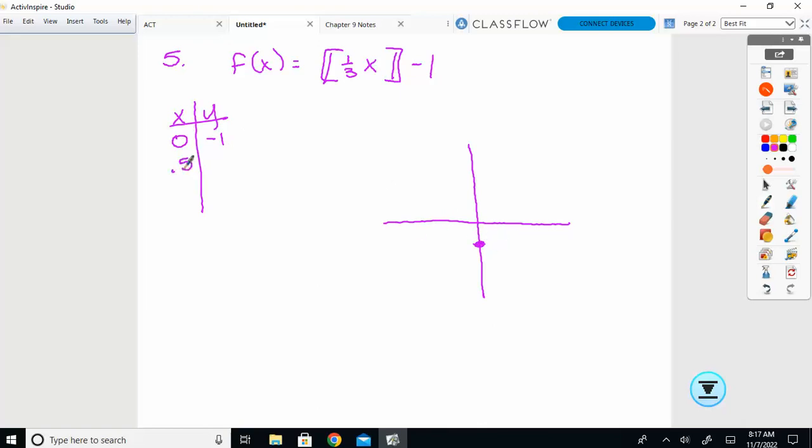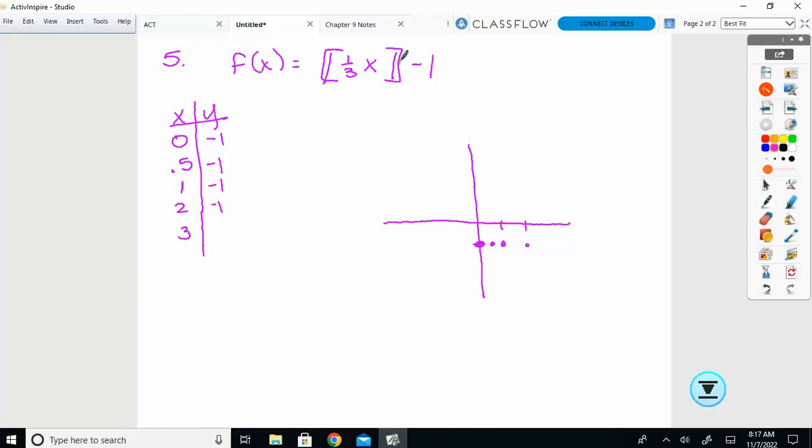If you put in 0.5, 1/3 times 0.5, that's 1/6. What's the greatest integer of 1/6? 0 minus 1 is -1. If I put in 1, 1/3 times 1 is 1/3. Greatest integer of 1/3 is 0 minus 1. Okay, so when I put in 1, I'm still getting out -1. So have I jumped steps yet? No. What happens if you put in a 2? You get 2/3. Greatest integer is still 0 minus 1 is -1.